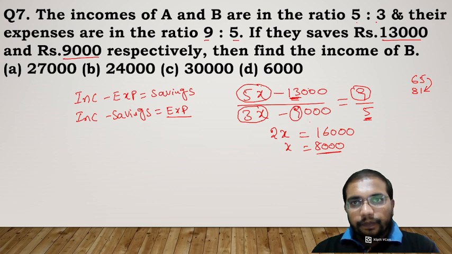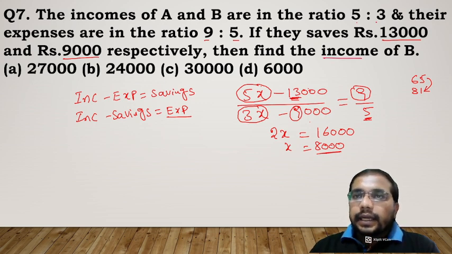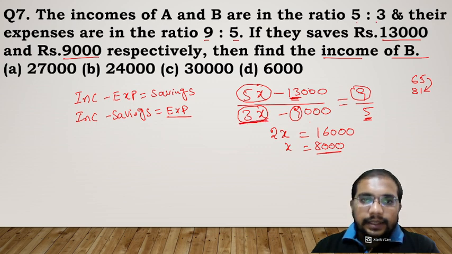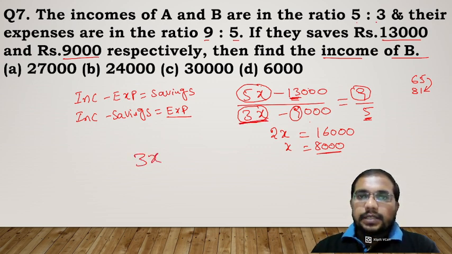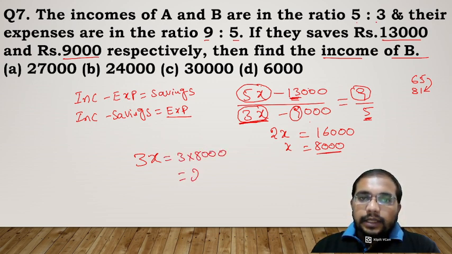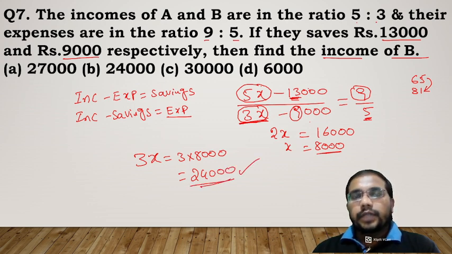Clear or not? Then what they are asking is income of B. What is the income of B here? 3x. 3x is your answer. But what is x value? 8,000. 3 into 8,000. So your answer is how much? 24,000. I hope you understand, friends.